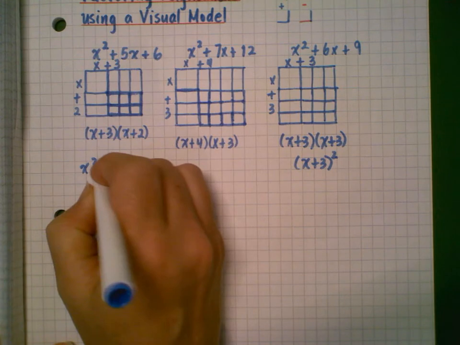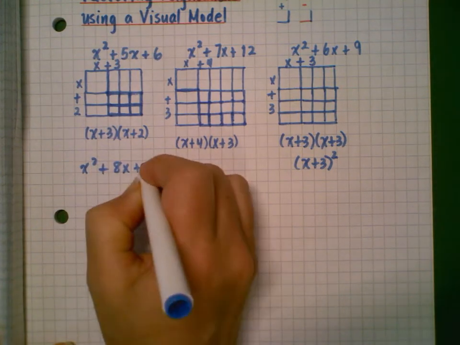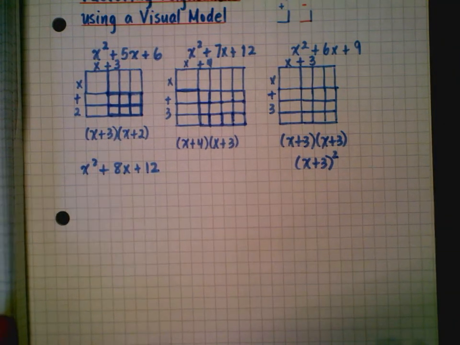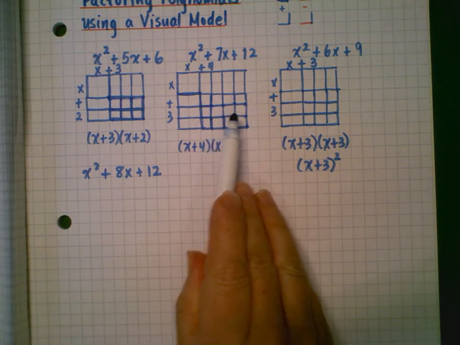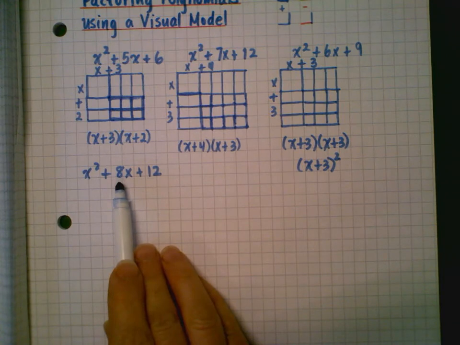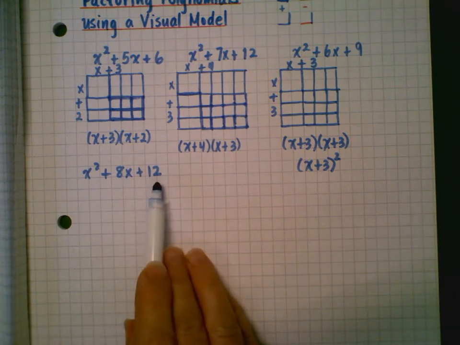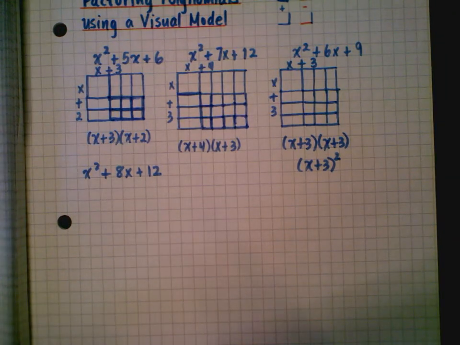X squared plus 8x plus 12. So this one, if you look at it, it's very similar to the second example that I did. It's got the x squared and it's got the 12, but that middle term is different. And the reason for that is that 12 is actually a very, very rich number. It can be separated into lots of different pairs of factors.